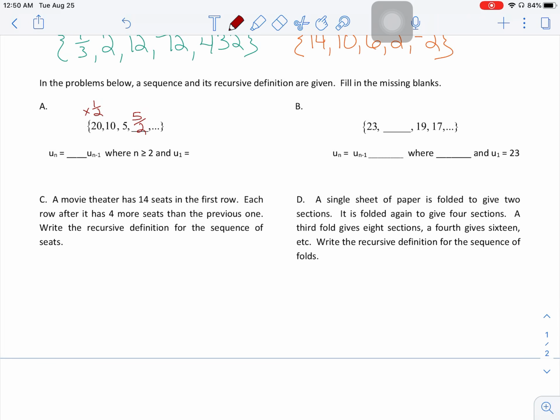Let's see. A couple things to fill in on the recursive definition. We've got the term in the sequence. What are we doing to the previous term? Well, we're going to multiply it times 1/2, where n is greater than or equal to 2, and u sub 1 is equal to 20. Make sure you fill in all the blank spots.